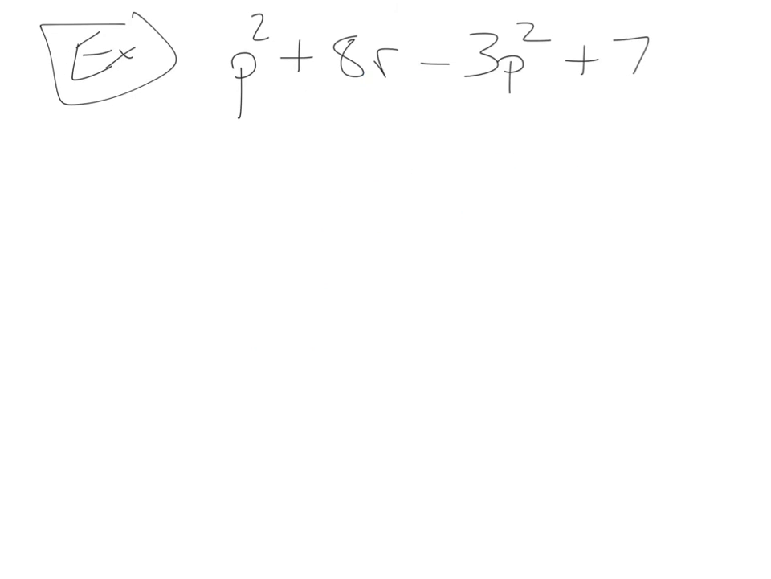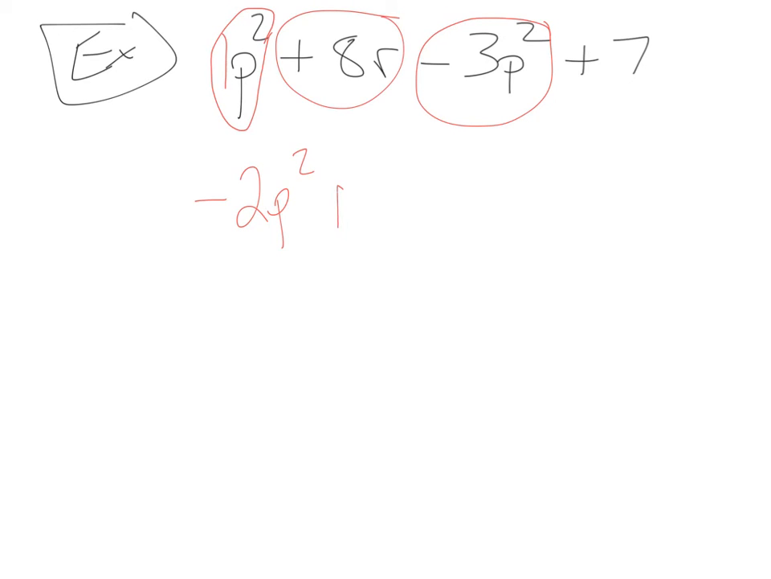Next one. On this one, I just want to point out that even though this is p to the second power, it doesn't really change anything as far as combining like terms. Since I have a p to the second power, this is really a 1p to the second power, and I have a negative 3p to the second power. These are like terms. So in this case, 1 minus 3 is a negative 2p to the second power. Then I still have this plus 8r, which doesn't have any like terms, so I just move that down. And then I have this plus 7 that doesn't have any like terms, so I move that straight down. And that's my answer. So that is it for today.